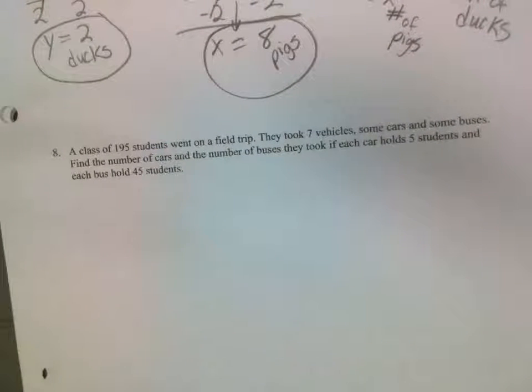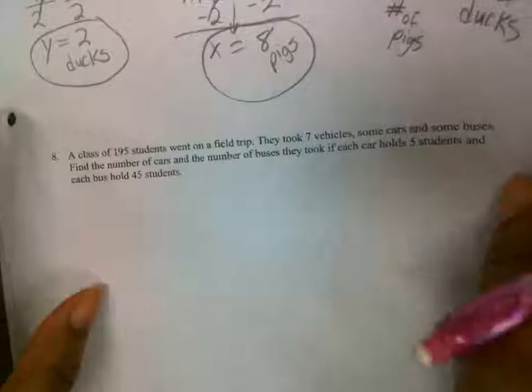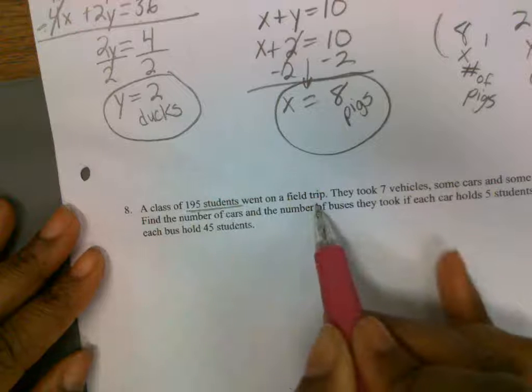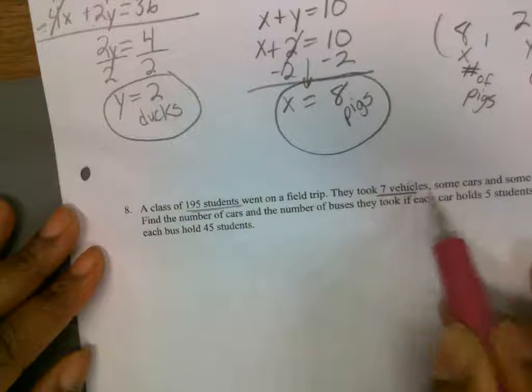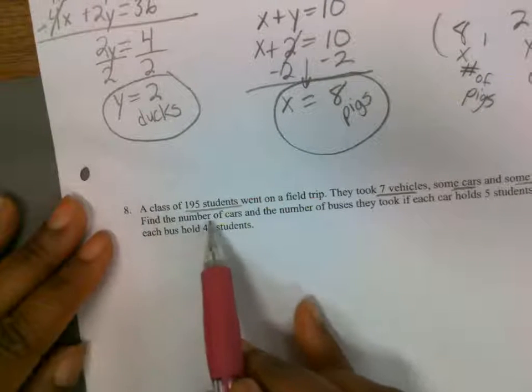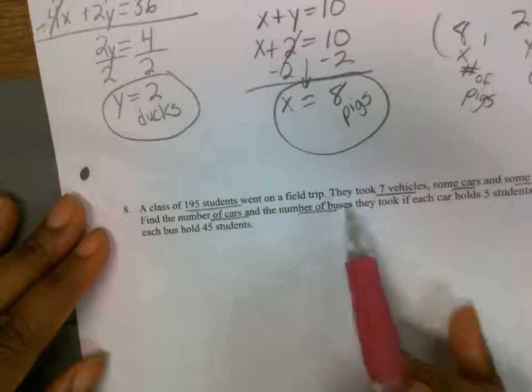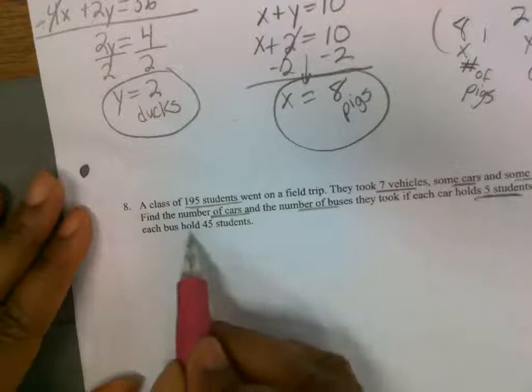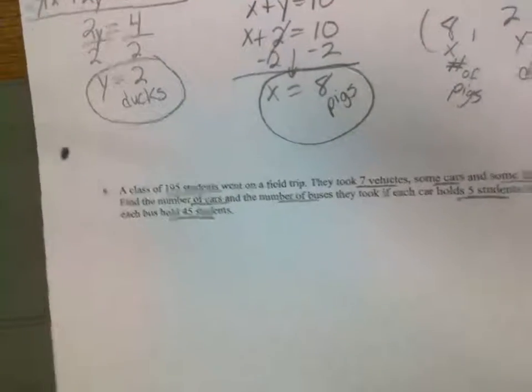All right. So let's do number 8. Did anybody get number 6 right on their own? Okay. Look at number 8. Number 8 says a class of 195 students went on a field trip. They took 7 vehicles. Some of them are cars and some are buses. It says find the number of cars and the number of buses they took if each car holds 5 students and each bus holds 45 students.